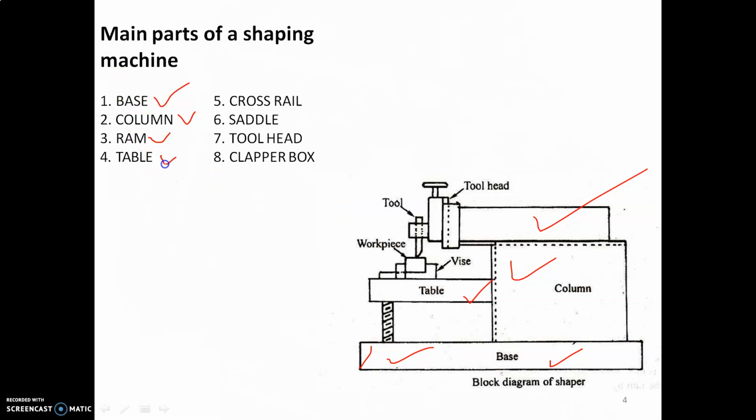Then the ram and table. This is called the cross rail, and this is the saddle. This part is called the tool head, with the tool holders and the clapper box. This box is called the clapper box, which helps to support and hold the tool.